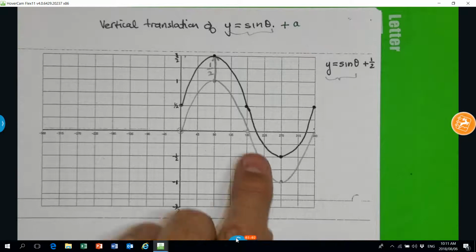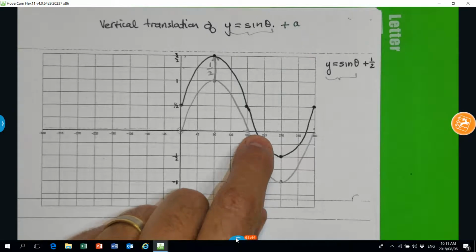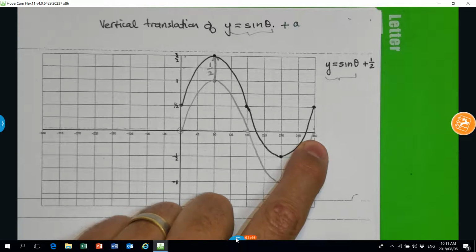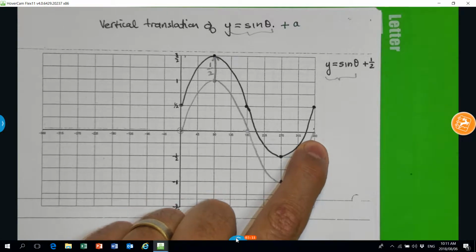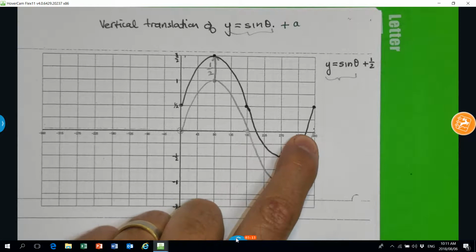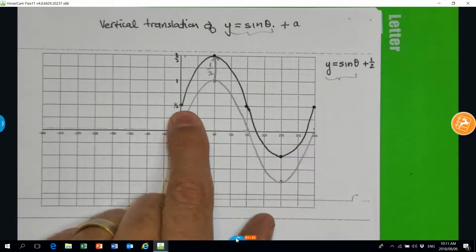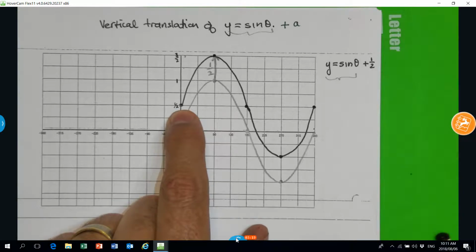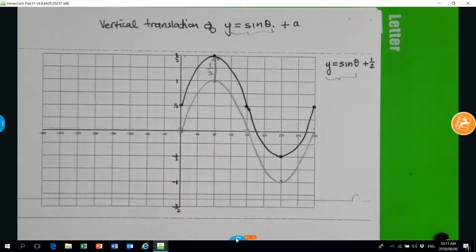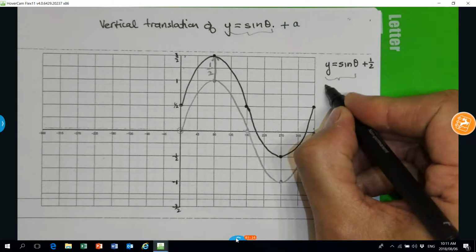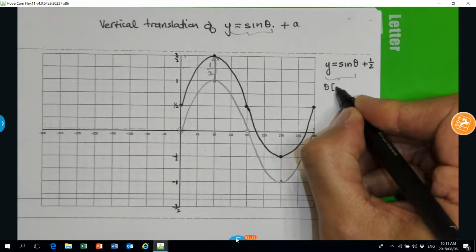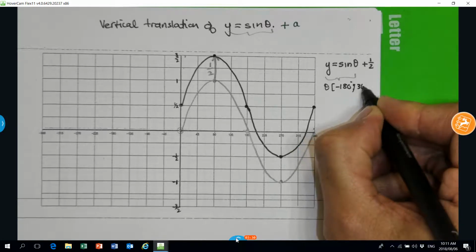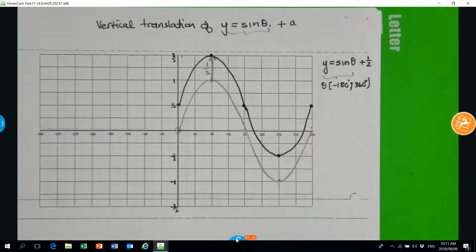Now you will see that it crosses the x-axis no longer at 0 and at 360, but at the points which are indicated over there. The y-intercept here is at minus a half. Now let's say, just for argument's sake, our domain that I was sketching on was from minus 180 to 360. So we've got the positive side here.